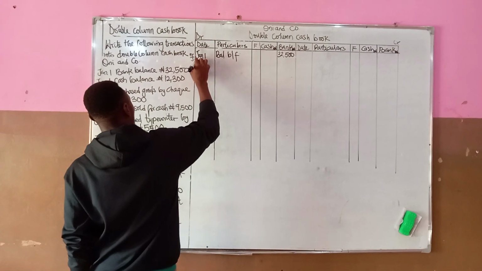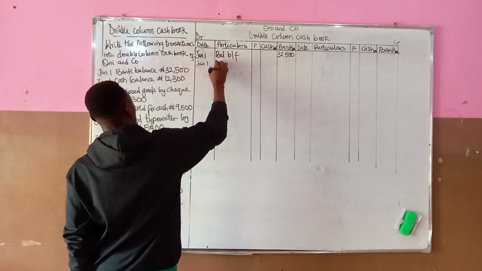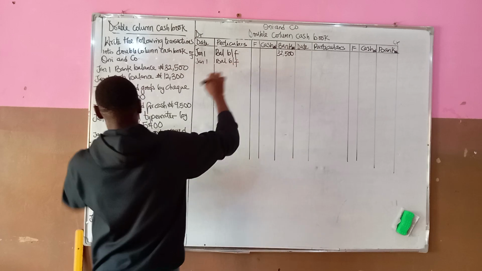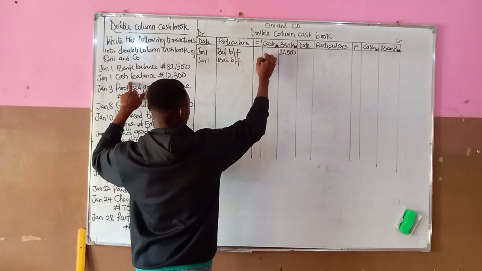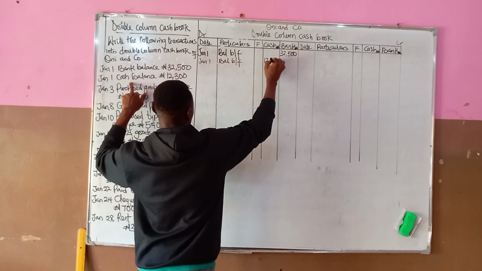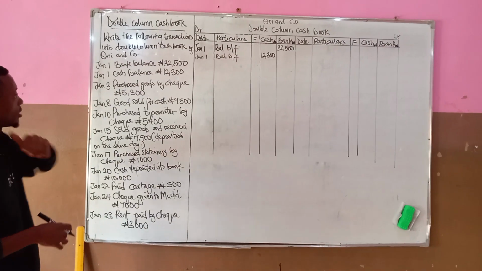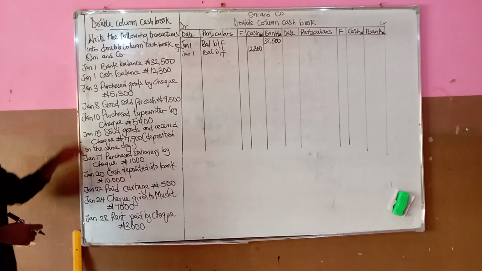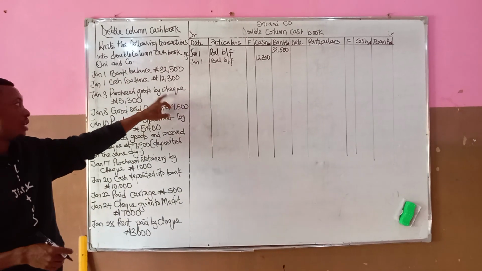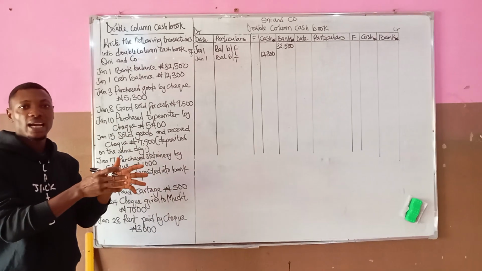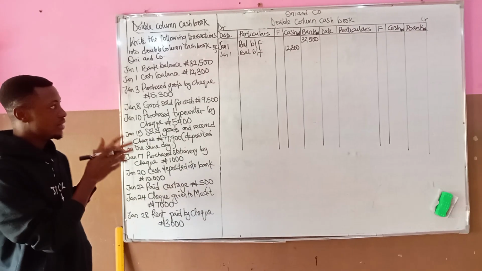Also, in January 1, I also have a balance brought forward in cash, which is 12,300. Now, we've seen that we've successfully entered them into their appropriate column. Then January 3rd, purchased goods by check. Remember, we said every expenses goes where? Into the credit side, and every income goes into the debit side.